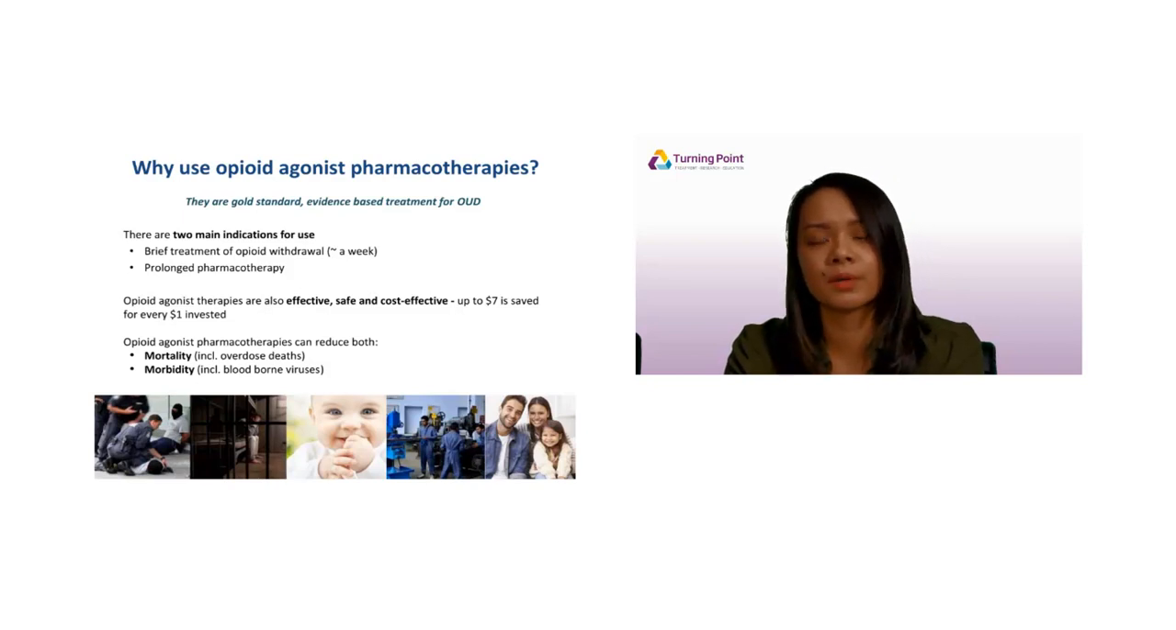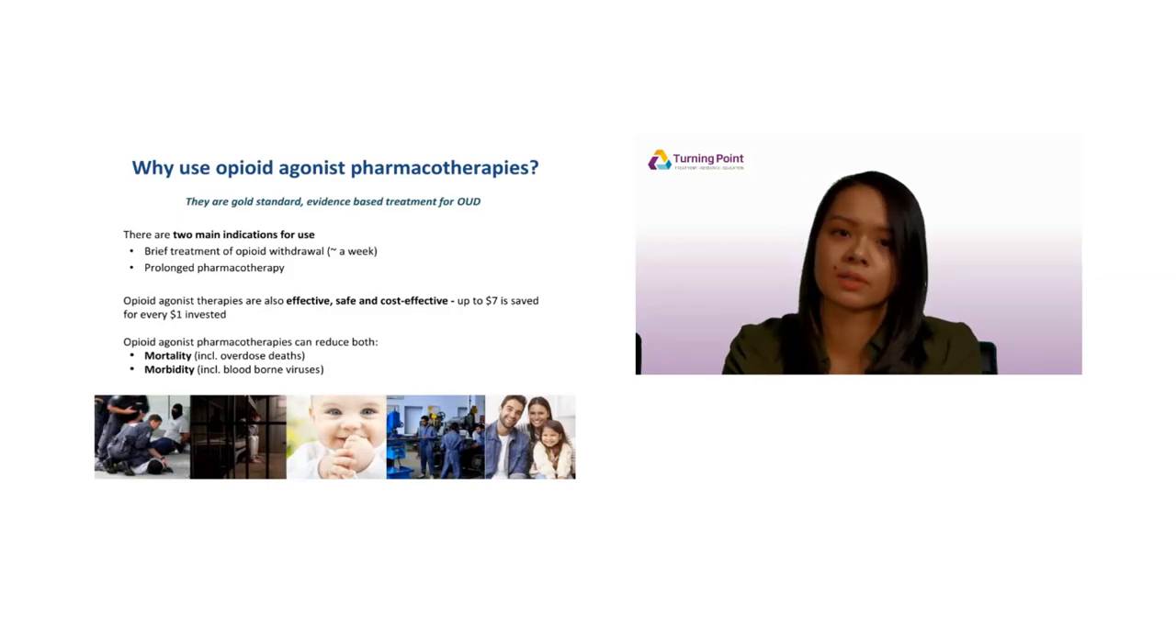What we know about opioid agonist therapies is that they're effective, they're safe, and they're also cost effective. So they save up to $7 for every $1 invested for drug and alcohol treatment. And depending on which literature you look at, those numbers can sometimes be even higher.